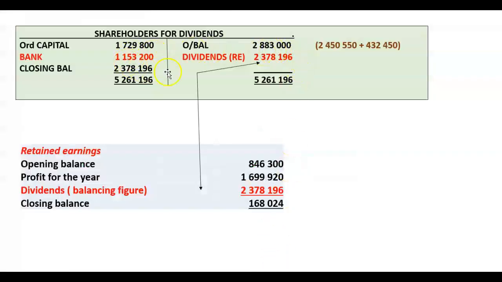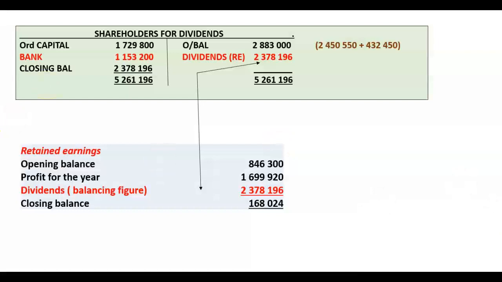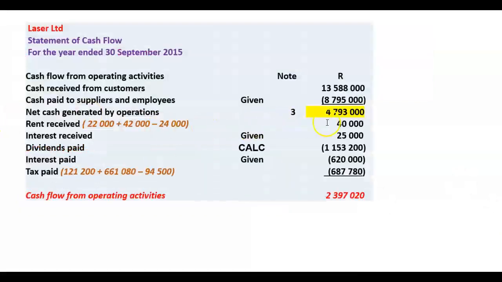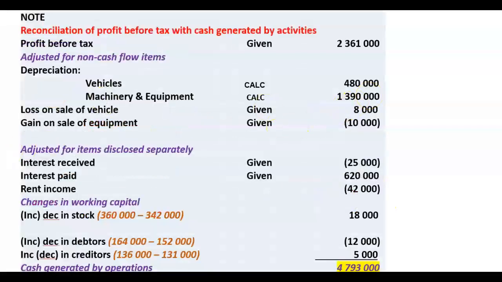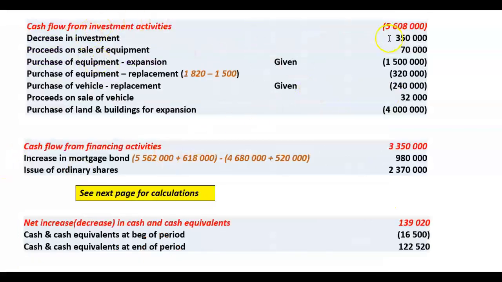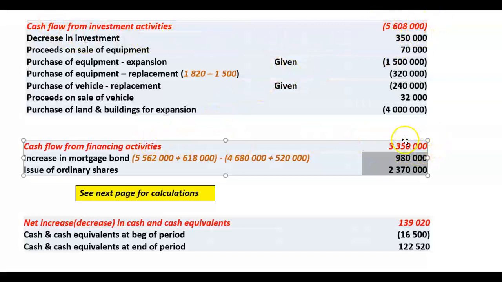So going back here, the amount paid for the year was only the 40% pertaining to the opening balance. And that you will include in your cash flow statement here, dividends paid 115,200. Now I can complete this section. Total cash flow from operating activities 239,720. I can complete this section. Total cash flow from investment activities 5608. I can complete this section 3350.